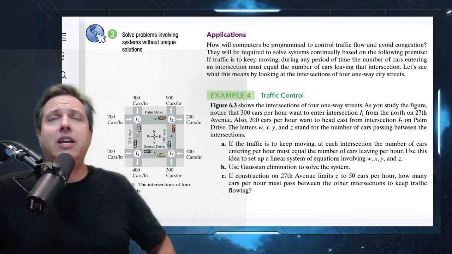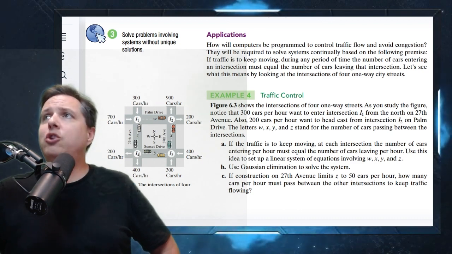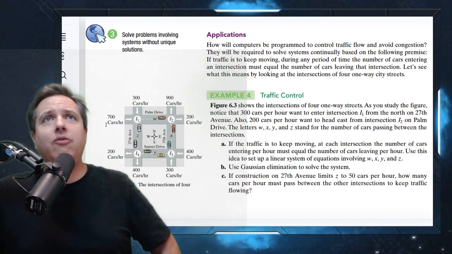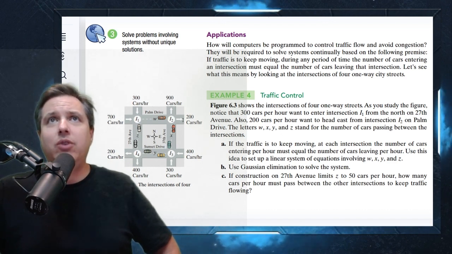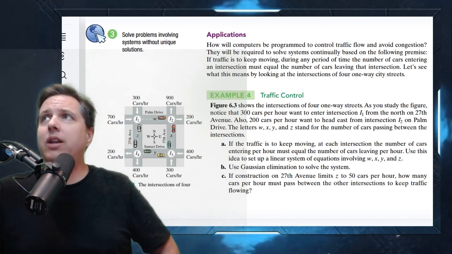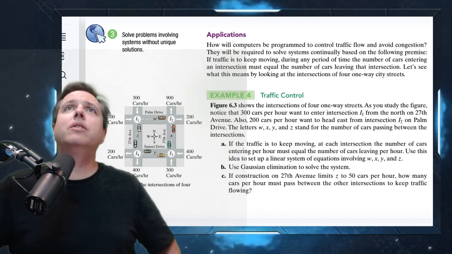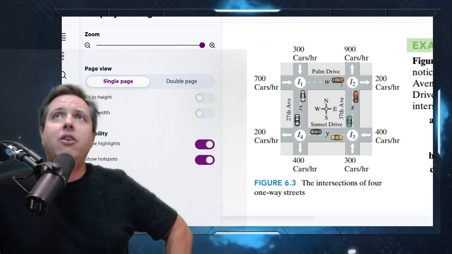So what we have is an intersection. There are 4 intersections here labeled I1, I2, I3, and I4. And you can see what we have is information about incoming or outgoing traffic. We don't have both. We don't know what's going on. So for instance, at I1 here, in fact, let me blow this up a little bit. Okay, so I've zoomed in now. We can see our equation.